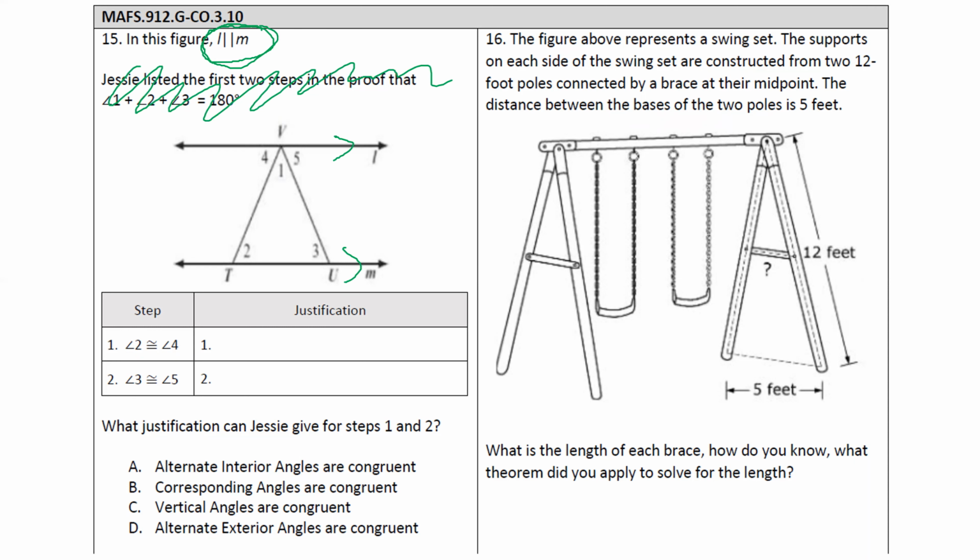You could do several proofs using that same diagram, but for the one that they have listed, angle 2 and angle 4 are congruent, angle 3 and angle 5 are congruent. Again, this goes back to the idea of alternate interior angles. There are two separate transversals. 4 and 2 are inside the parallel lines, making them interior. They're at opposite sides of the transversal, making them alternate. So those are alternate interior angles.